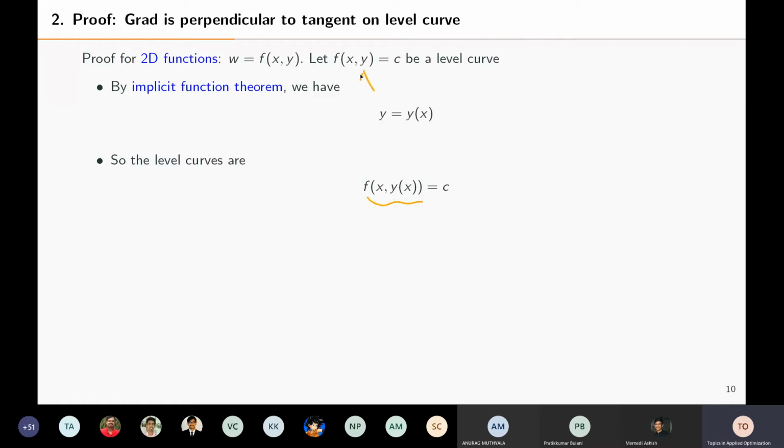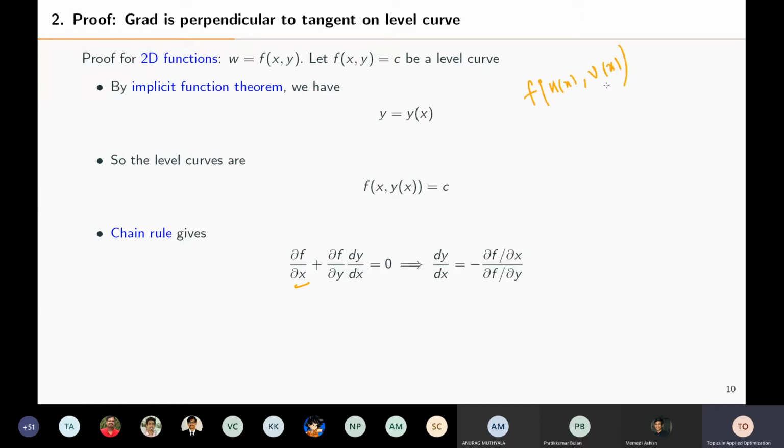So in place of y, I write y of x. Whatever the expression of x that I got after solving, I put that expression here, and f is equal to c. Now we can apply the chain rule. If we want del f by del x, applying the chain rule we have del f by del x, and then del f by del y times del y by del x. So this is a function of this form.